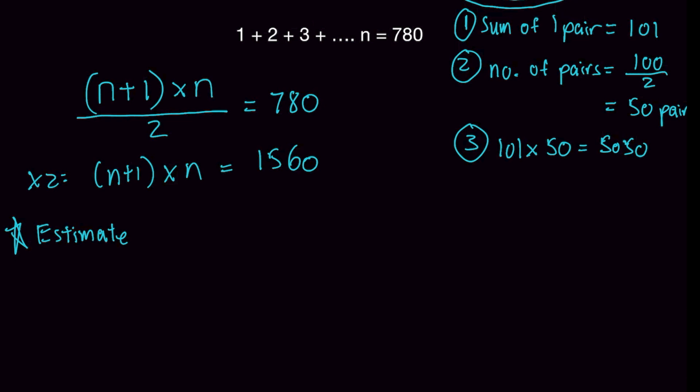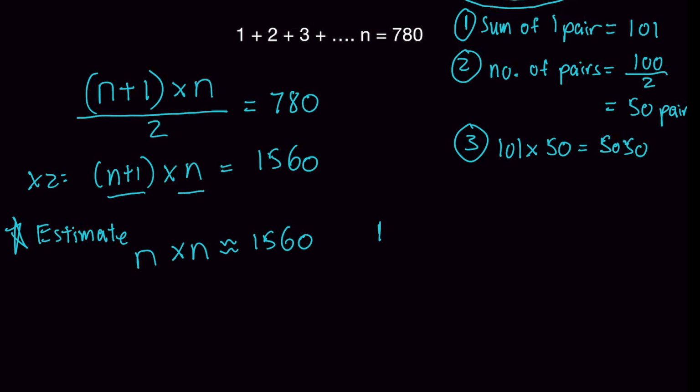Since n plus 1 and n are two numbers that are very close to each other, we can use n times n to help us approximate our answer of 1560. You can make use of square numbers first and then see how close we can get to the answer.